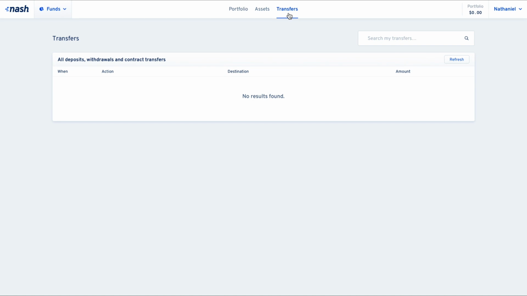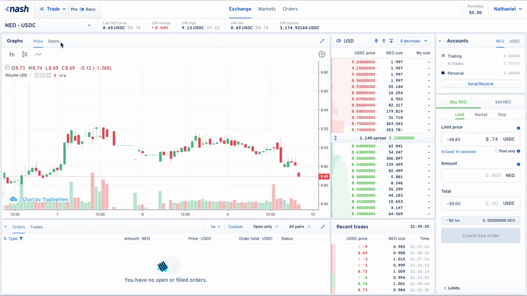This is where you can see any incoming, outgoing, pending or failed transfers in relation to your Nash account. The trading section is broken down into the exchange, markets and orders. You have the option to either use the advanced exchange, or if you prefer something a bit simpler, the basic exchange.